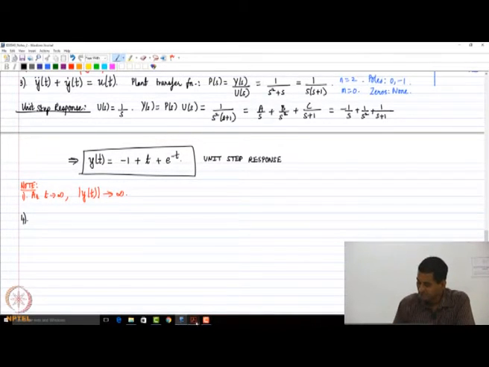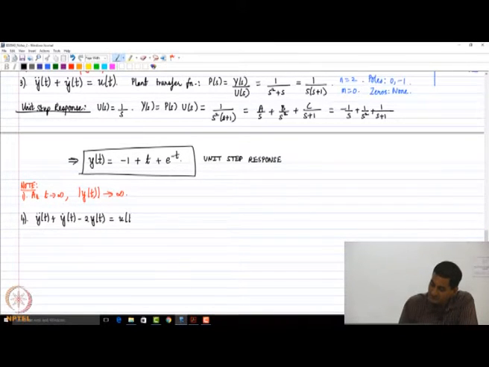So as the fourth example, let's do this problem. y double dot t plus y dot t minus 2 y t equals u of t. What is the plant transfer function P of s here?